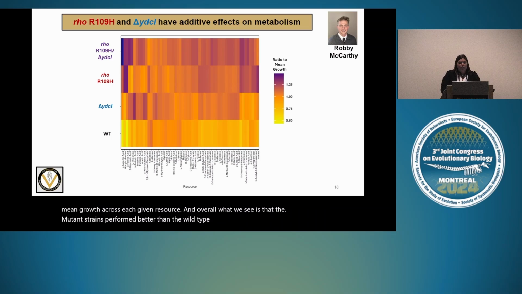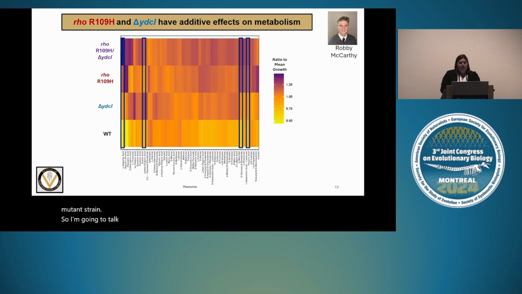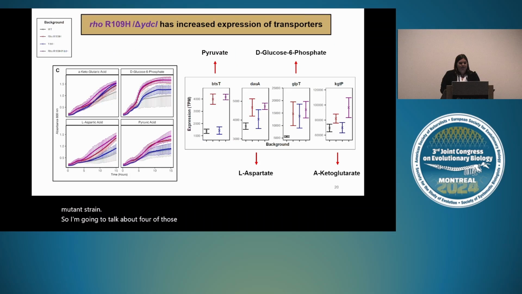And also what we note is that the single mutant strains each provide access to a different subset of nutrients that are often retained in the double mutant strain. So I'm going to talk about 4 of those examples next. Those are alpha-ketoglutaric acid, D-glucose 6-phosphate, L-aspartic acid, and pyruvic acid.